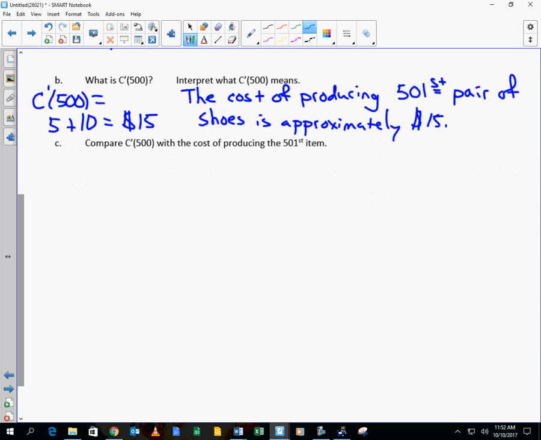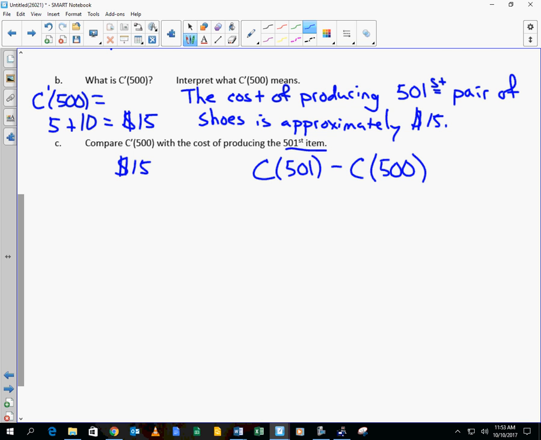Now we want to compare C prime of 500, which is $15, with the actual cost of producing the 501st item. A lot of times people get confused how I figure this out. So we'll go back to our example. Suppose Rachel pays $560 for 9 pair of shoes, but she pays $600 for 10 pair of shoes. How much did that 10th pair of shoes cost her? $40. So if we find out the cost of producing 501, we subtract from it the cost of 500, and that will tell us the cost of the 501st item.